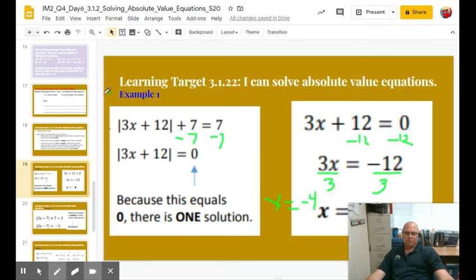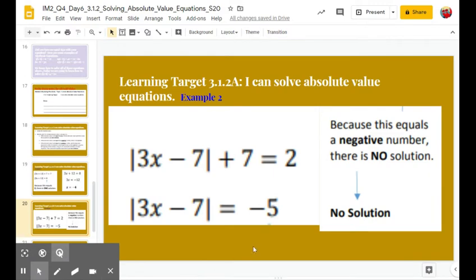You bet. Let's plug it back into the original equation. 3 times negative 4, well, that's negative 12. Negative 12 plus 12, 0. Absolute value is 0, 0. 0 plus 7, 7. Does 7 equal 7? Check. It works.